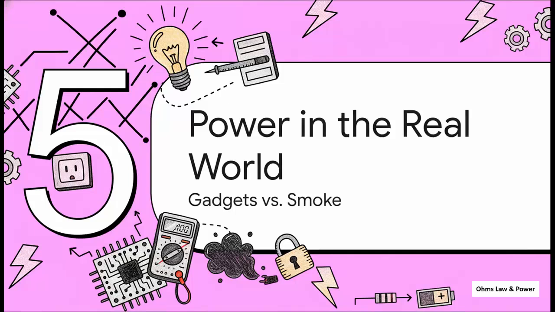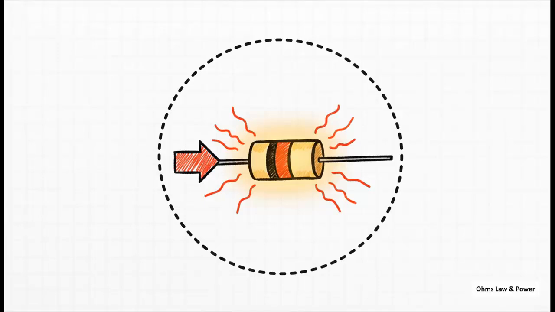This is where it all stops being just numbers on a page and becomes absolutely critical for making things that work and, maybe more importantly, things that don't go up in a puff of smoke. So take a resistor, for example. Its whole job is to resist current. And when it does that, it gets hot. It's basically converting electrical energy into heat. But here's the thing. It can only handle so much heat before it just gives up. That absolute limit is its power rating. And yep, you guessed it, it's measured in watts.